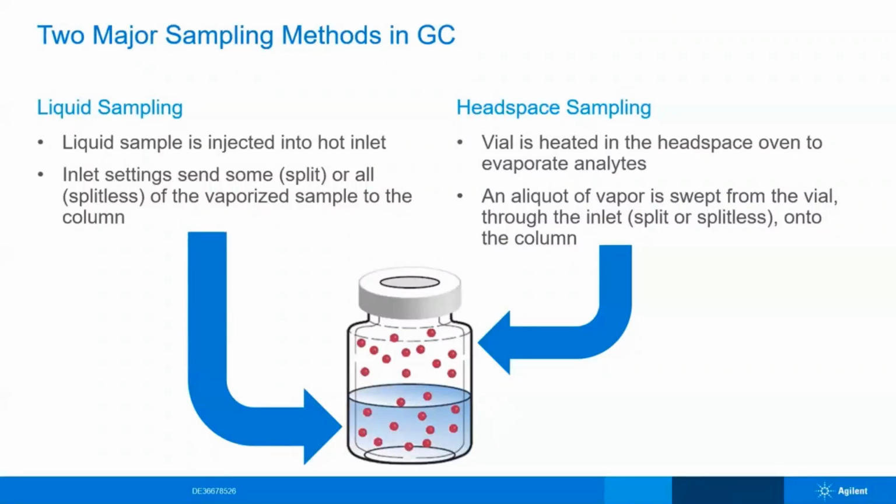Just to kick off our introduction, let's take a quick review of the two sampling methods in GC. Liquid sampling, which is familiar to most users, takes the sample directly out of the vial in liquid form through a syringe and injects it into a hot inlet where it is vaporized, and then it is either partially or completely put onto the column to flow through, be separated, and then reach the detector. In Headspace sampling, the vial itself is heated to evaporate analytes, the gas above the sample is removed, and then that vapor is swept from the vial through the inlet onto the column.